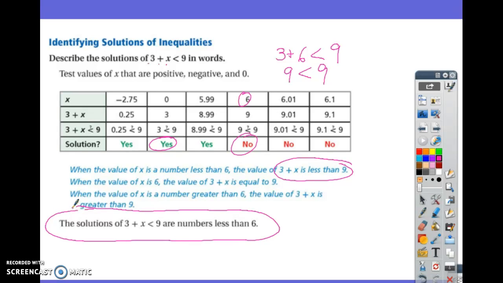Now let's look at how we would solve that. 3 plus x is less than 9. This is like a one-step equation. Minus 3, minus 3. So therefore, x has to be less than 6. That's how you would solve that inequality.